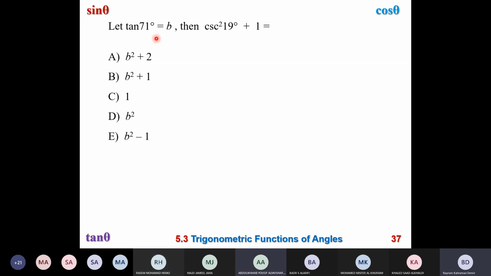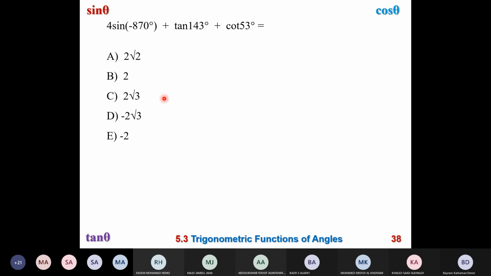Doctor, the negative 380 becomes negative 20, tan negative 20. How do we do that? We just continue. Tangent 71 is B. How do you calculate cosecant squared 19 plus 1? The answer is A. So you practice, please.